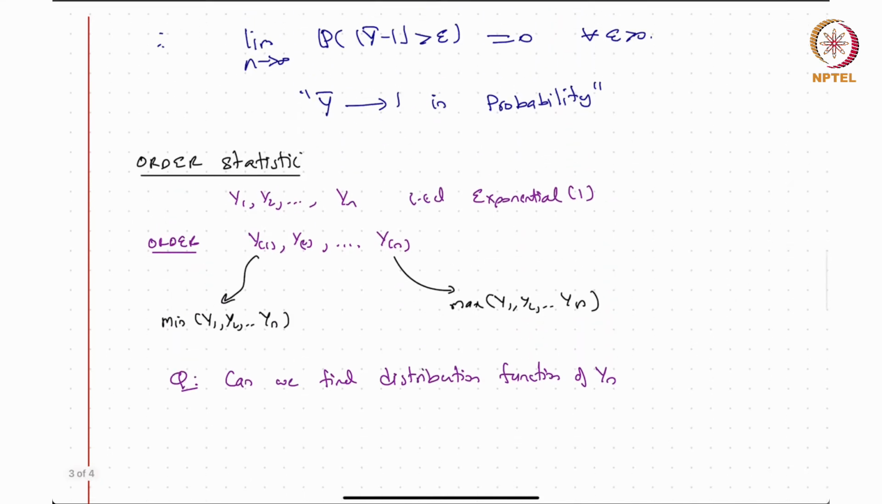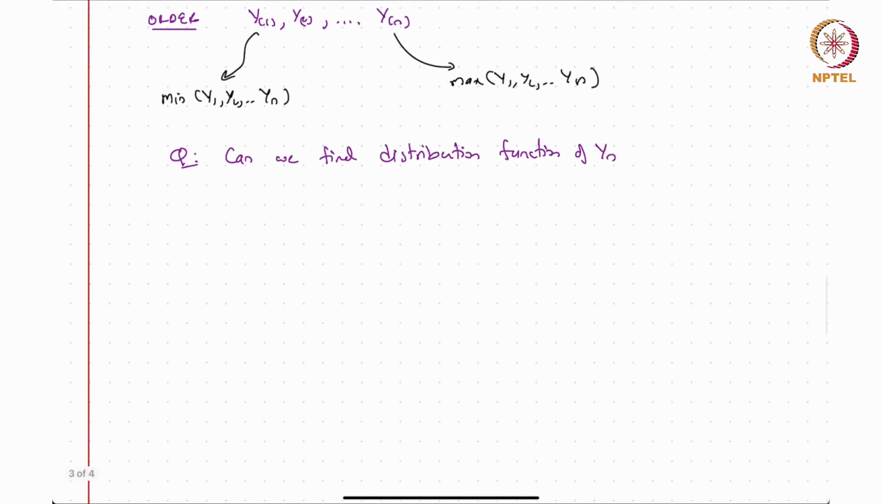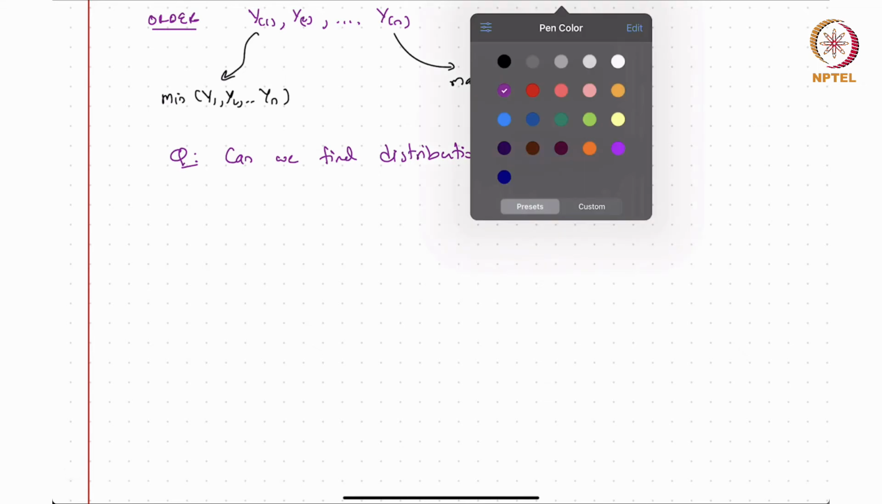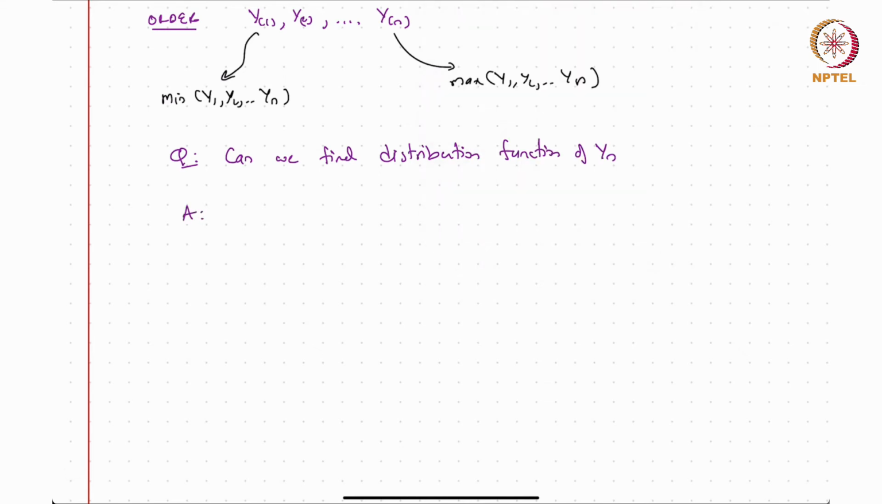Let's just give it a name. Let's say the IID random variable is y, and y is exponential 1. So how does one do this problem? Let's just do it slowly. I want to find out the chance that y of n is less than or equal to y. That's the same as the maximum of y1, y2, yn being less than or equal to y.